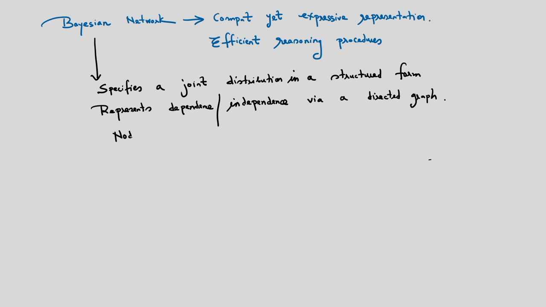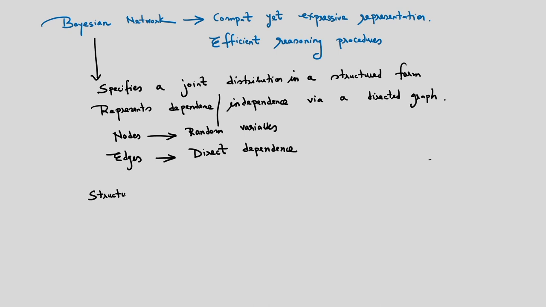So in the graph, we have nodes. In the nodes, I have the random variables. And I have the edges in the graph. So these edges show direct dependence. The structure of the graph actually shows the conditional independence relations.